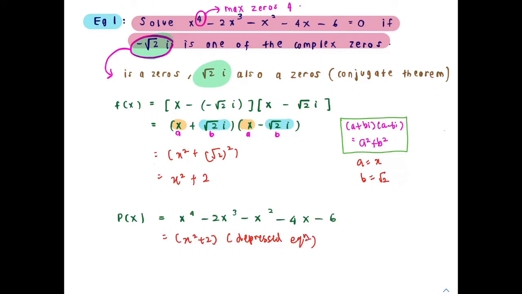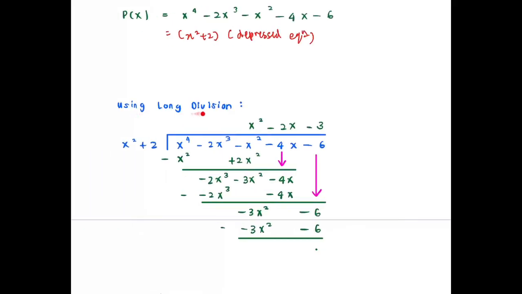So this times this, you get this polynomial. Therefore, in order to get the depressed equation, you need to divide. However, in this polynomial, if you want to divide it by x squared plus 2, you need to use long division. You cannot use synthetic division because now the divisor is a quadratic. So we need to use long division. Just take the polynomial and divide it by x squared plus 2. After doing long division, you may realize that the remainder is 0 because you have factored it completely, and then you will have a quotient here. This quotient is actually the depressed equation.